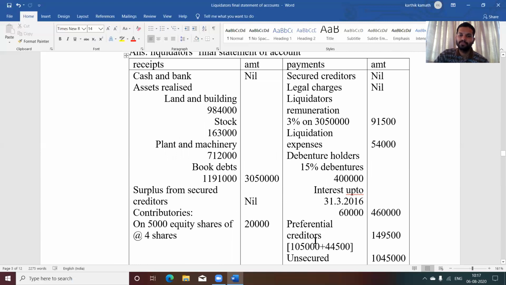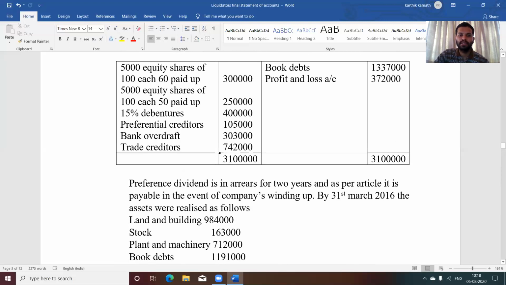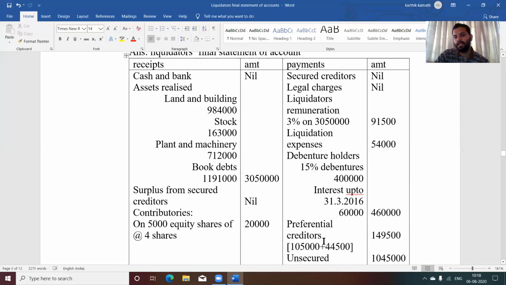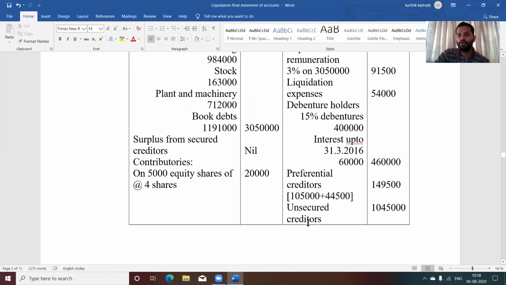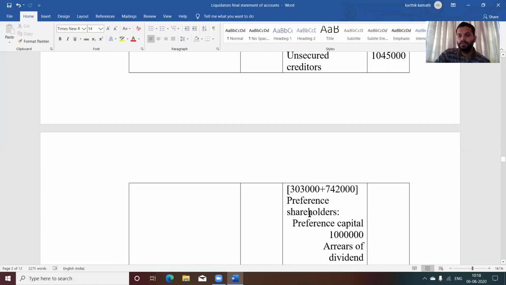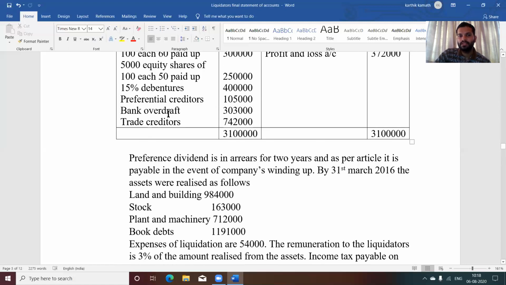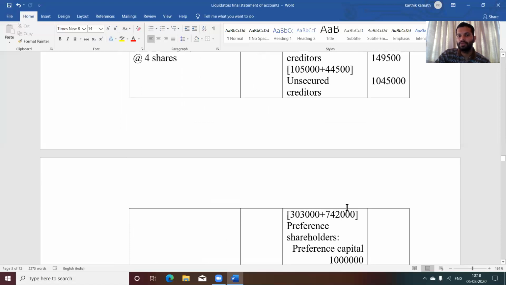Now preferential creditor. If you see the liability side, it is given 1,05,000, plus there is income tax payable, so that is also preferential creditor. 1,05,000 plus 44,500, that is 1,49,500 preferential creditor. Then unsecured creditor. If you see here, there are two pieces of information. Bank overdraft is also an unsecured creditor, and trade creditor is anyway an unsecured creditor. So add both values, 3,03,000 plus 7,42,000, and you will get unsecured creditor. So in this problem, unsecured creditor will not be your balancing figure.